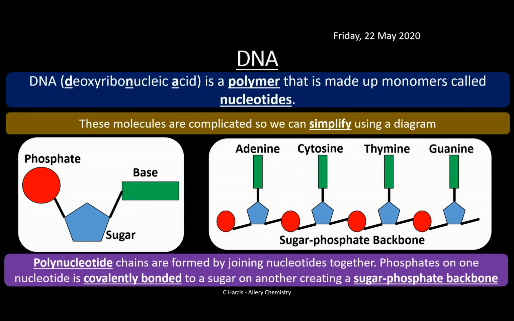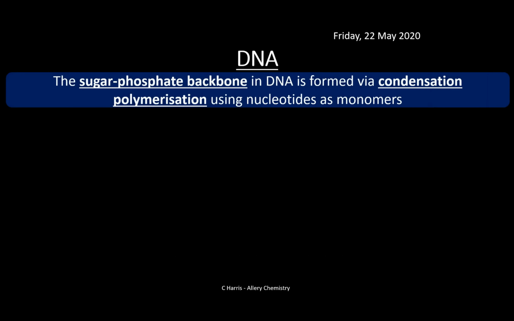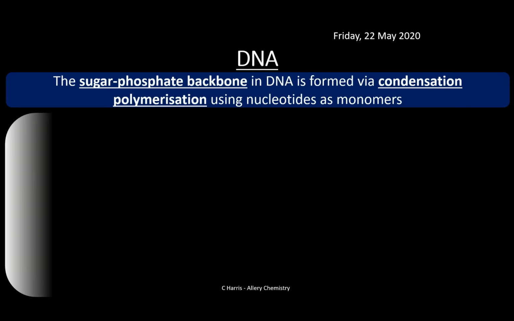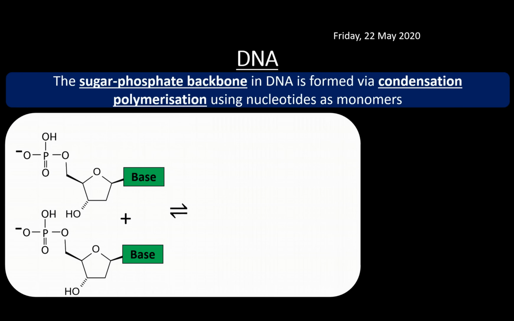Okay, you'll now recognize this within a DNA molecule, which we're going to look at here. Remember that the sugar phosphate backbone in DNA is formed via condensation polymerization using nucleotides as the monomer units. So we're going to use those nucleotides to form this sugar phosphate backbone. Let's have a look. You can see we've got our 2 nucleotides here. We've got 2 different bases, and we're going to react them together. Remember, we need to try and create that sugar phosphate backbone that we've seen before.